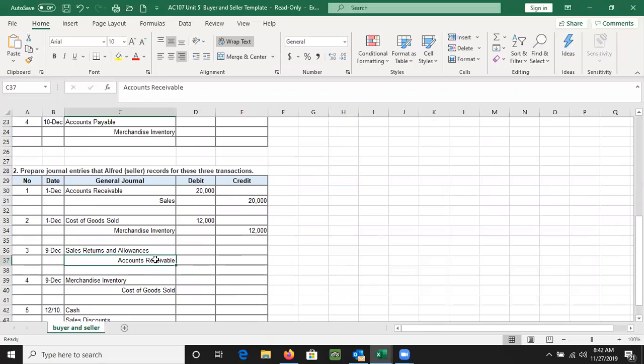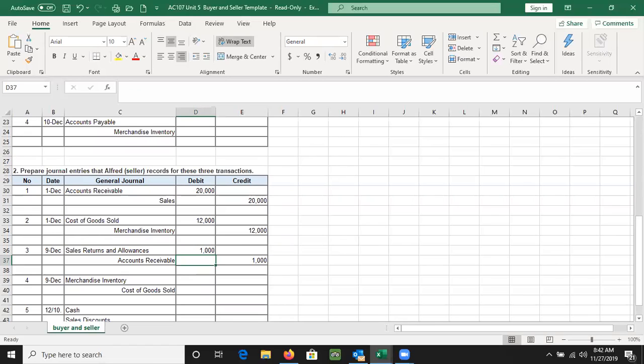Now, from Alfred's point of view, Batman owes him $1,000 less. So accounts receivable is going to be credited because it's $1,000 less that's owed. Instead of debiting sales revenue, you don't normally debit revenue. You actually debit the sales returns and allowances account. It's a contra revenue account. Like accumulated depreciation is a contra asset, this one's a contra revenue account.